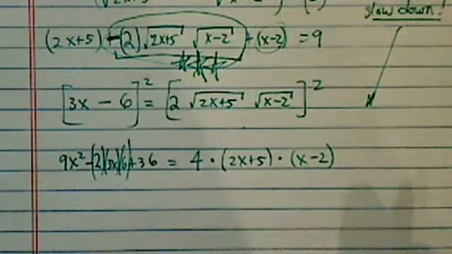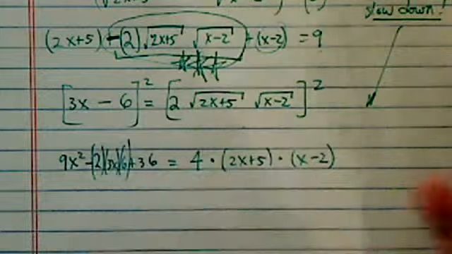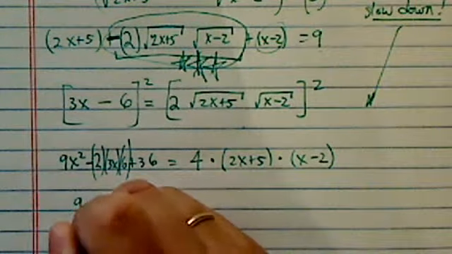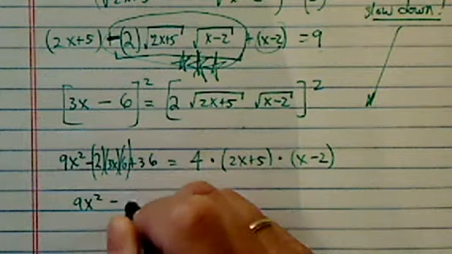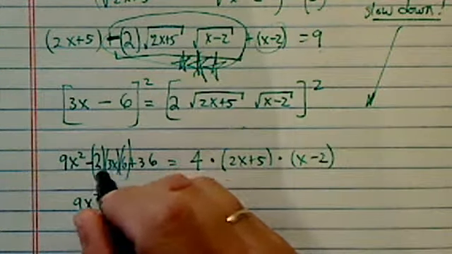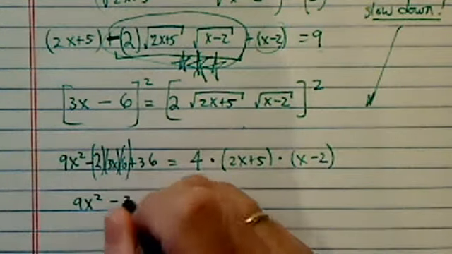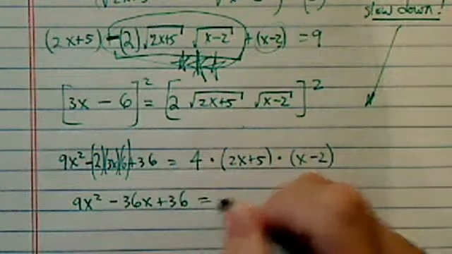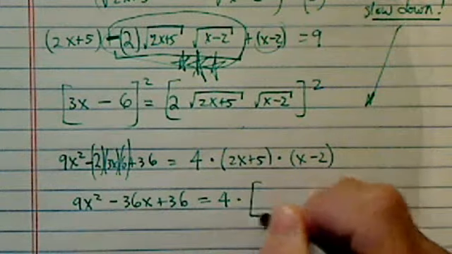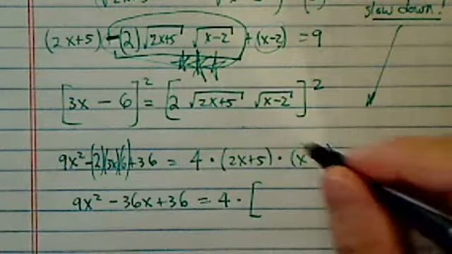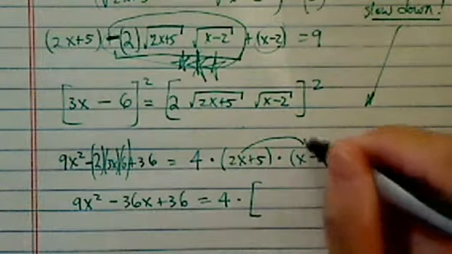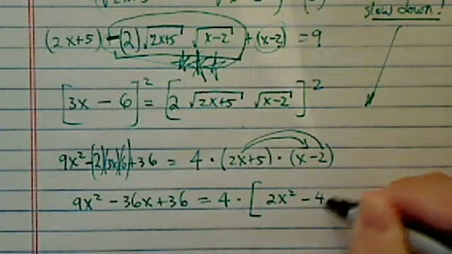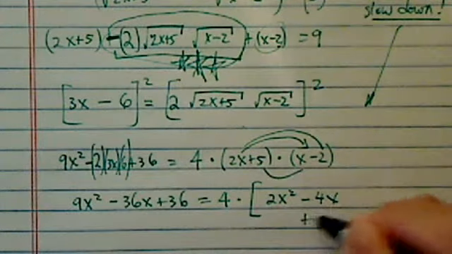All right. It's almost there. Much prettier in that sense. There's no more radical signs left in there. So let's clean it up here. 9x squared minus, let's see what I have, this is a 6, so minus 36x plus 36 equal to 4 times, now this is the part where you do have to slow down. This one times that at the top is 2x squared. Next term is minus 4x plus 5x.